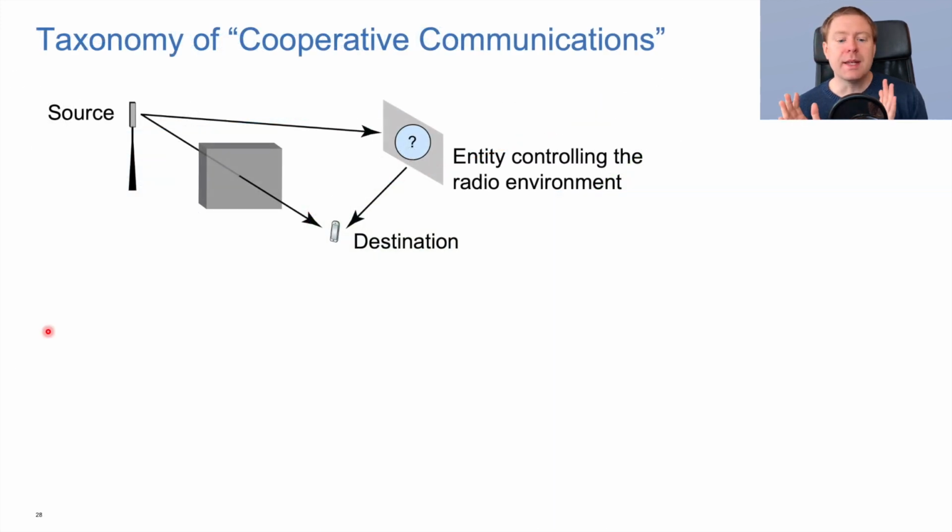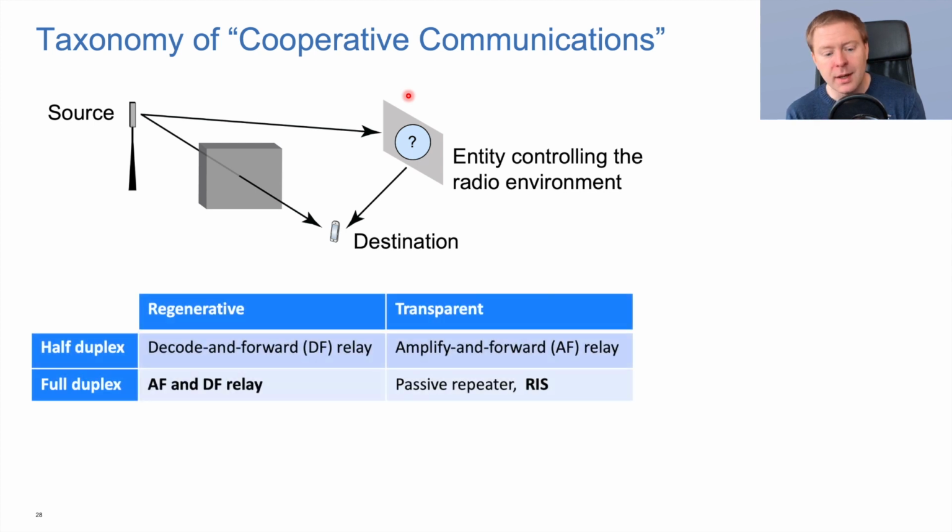And the whole idea of having additional pieces of equipment that are improving the propagation conditions, transmitting from a source to a destination, having some kind of entity that is controlled in the radio environment, is something that has for a long time been known as cooperative communications. And one can create a taxonomy of different cooperative communication methods. One can talk about regenerative and transparent.